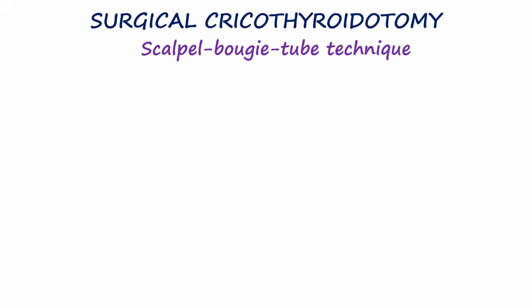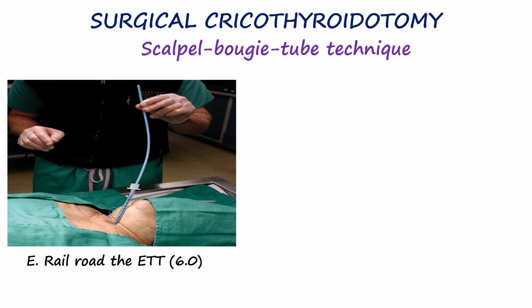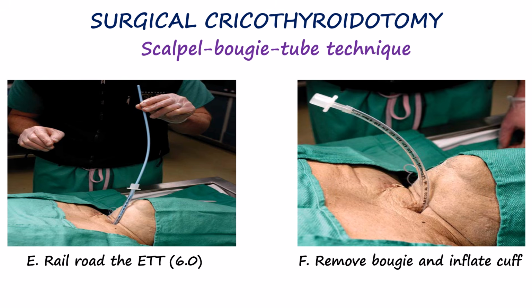A lubricated 6 mm cuffed endotracheal tube is then railroaded over the bougie into the trachea. Once the tube is in place, the cuff is inflated and the bougie is removed. The tube is then connected to a bag valve mask or ventilator, and placement is confirmed with capnography, chest rise, and auscultation.